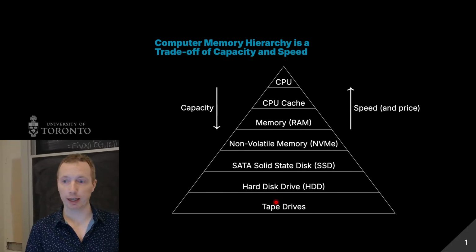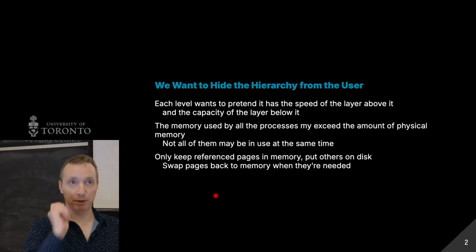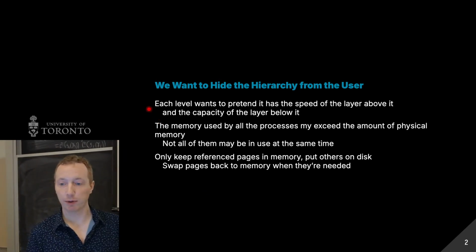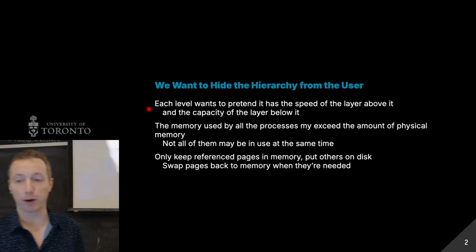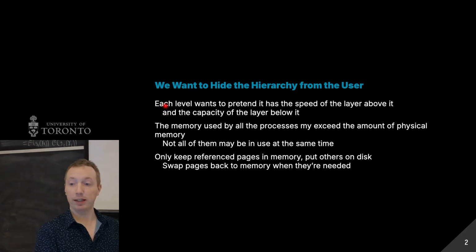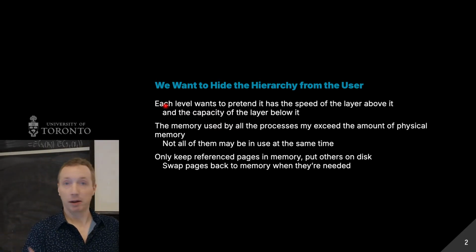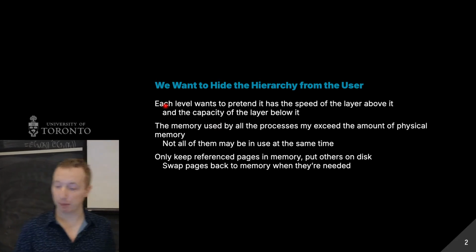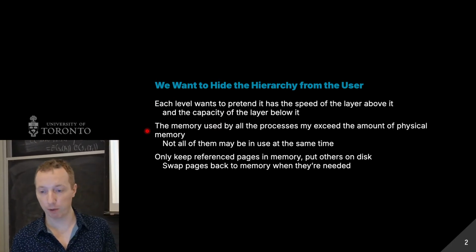But if you're only reading and writing data very, very, very infrequently, it is the cheapest way to actually store data. So we want to hide this whole hierarchy from the user. If you're programming, you're pretty much just using memory. Like I said, each level wants to pretend it has the speed of the layer above it and the capacity of the layer below it. So memory used by all processes might actually exceed the total amount of physical memory of your machine because, well, if all the programs don't actually use all that memory at the same time, we can actually maintain that illusion and use the disk to store some memory for us.